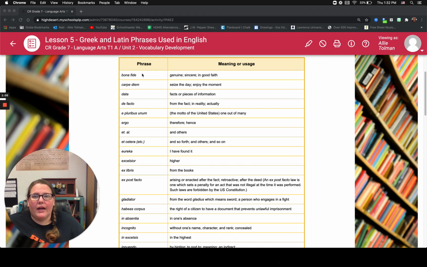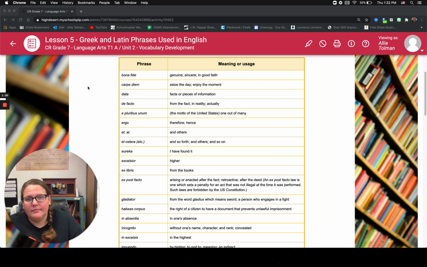So we have bona fide, which is genuine, sincere, and in good faith. Carpe diem, seize the day or enjoy the moment. Data, facts or pieces of information. De facto, from the fact, in reality, and actually. E pluribus unum, the motto of the United States. One out of many. Ergo, therefore and hence.